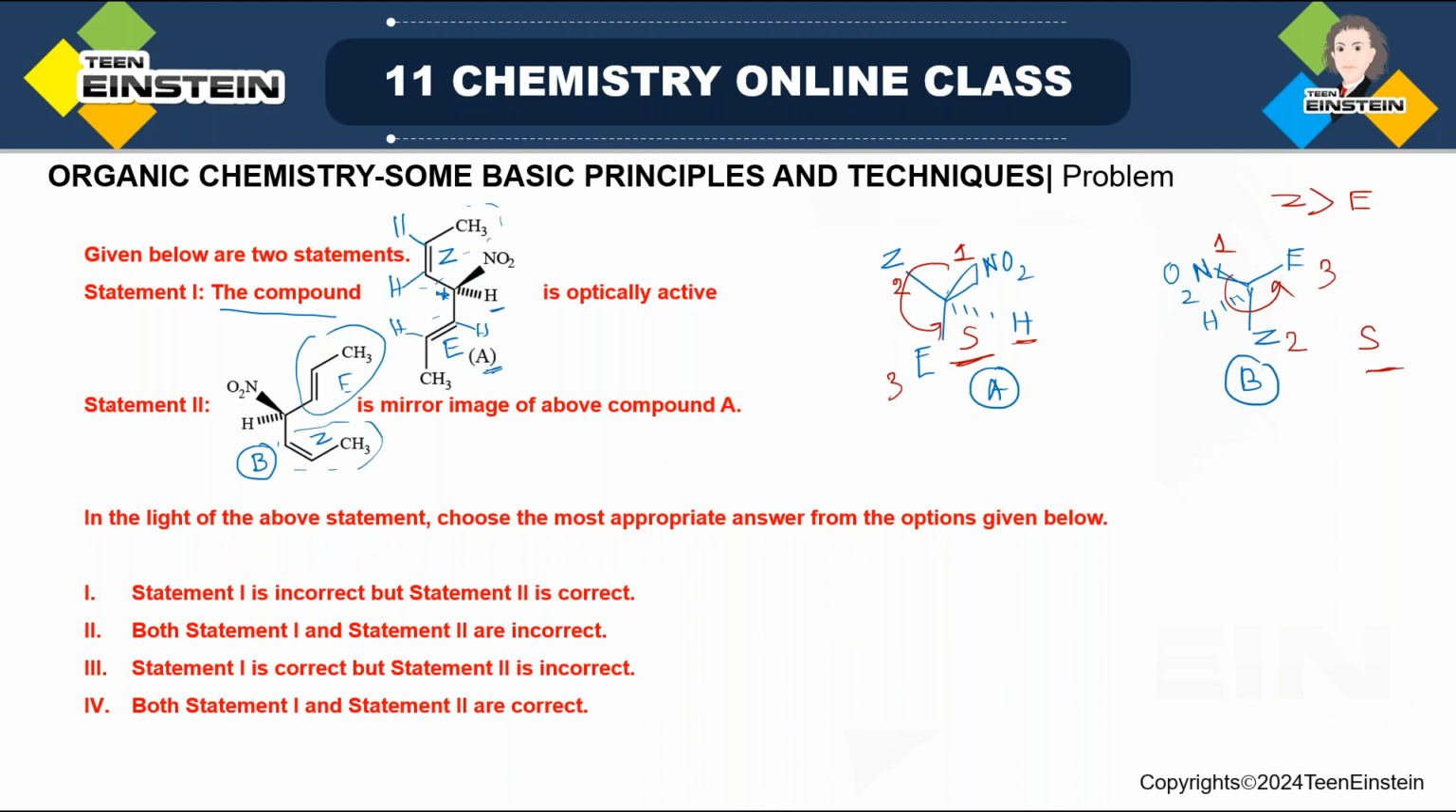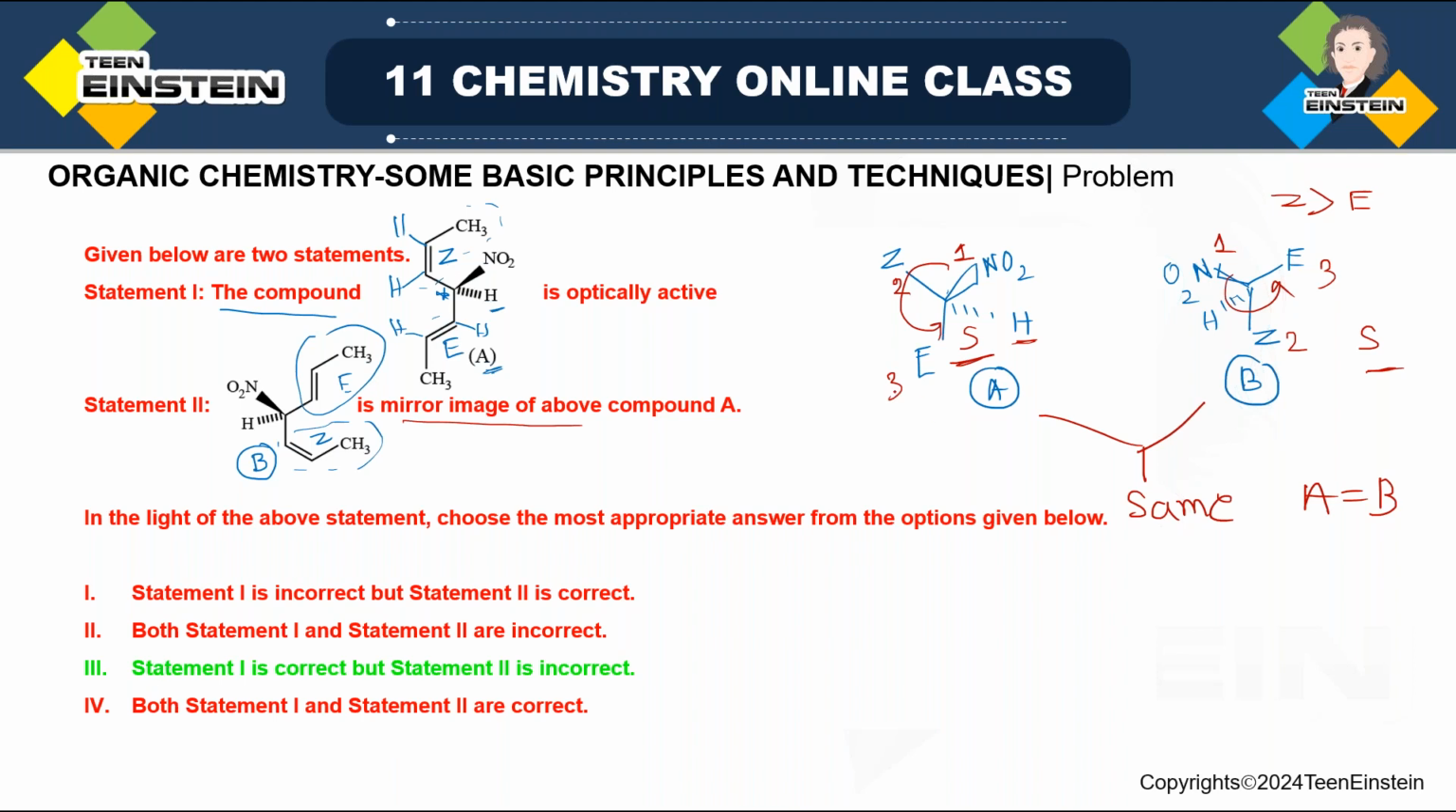And the second statement, that this picture is the mirror image of the above compound A, cannot be correct, because A and B are not enantiomers of each other. They are actually the same. So A is equal to B. So statement 1 will be correct, but 2 is not correct. So option 3 will be the right answer.